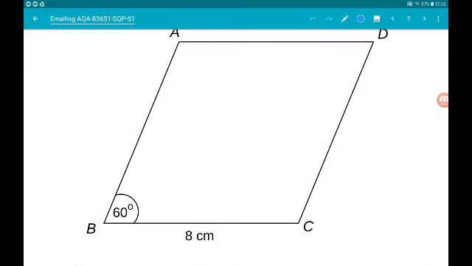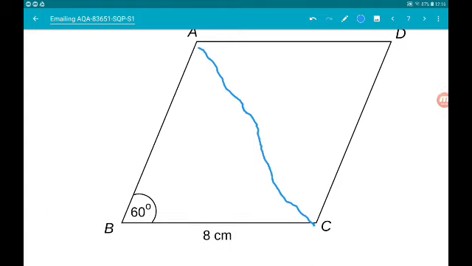What we can do is split the rhombus in half, like that. So what we've now got is 2 triangles. Now, because it's a rhombus, which is a squashed square, we know that side is also 8 centimeters. So we can find the area of triangles like this using trigonometry.